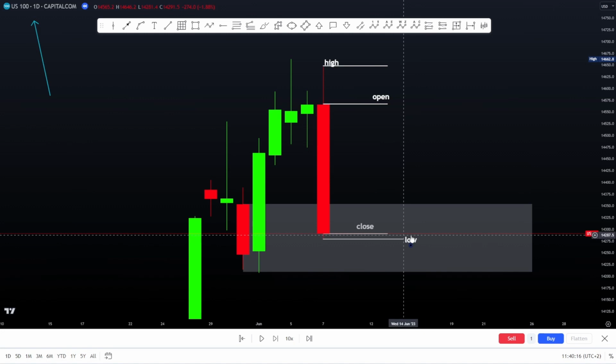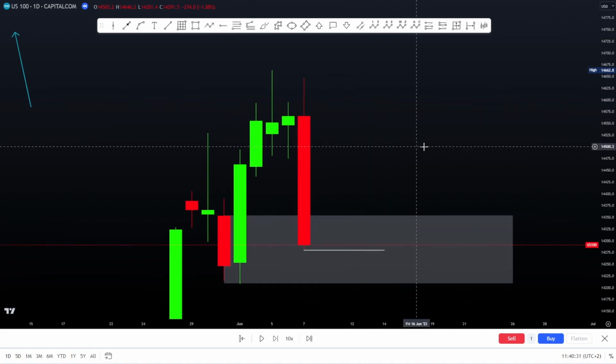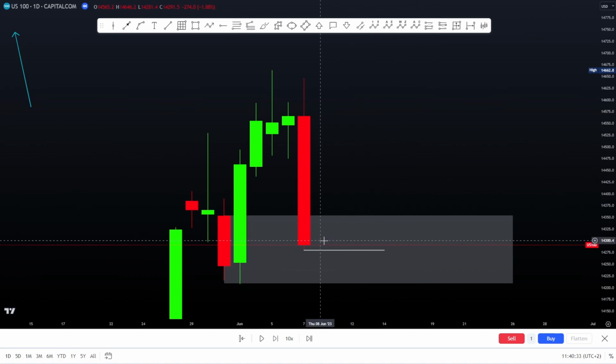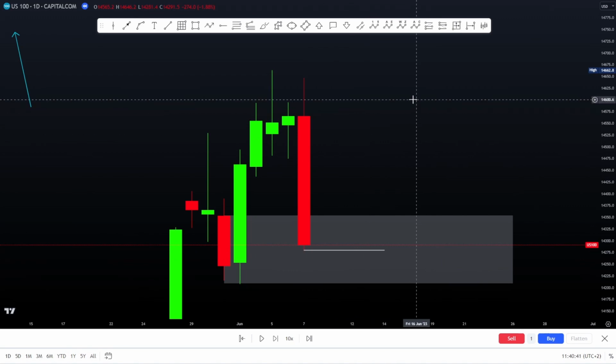So let's move on to the 1 hour and see how the market did. I'll remove this thing here. In the lower time frame, we are looking for the market to trade below the previous daily low, and then we will be looking for the market to push higher. So let's move on to the 1 hour.